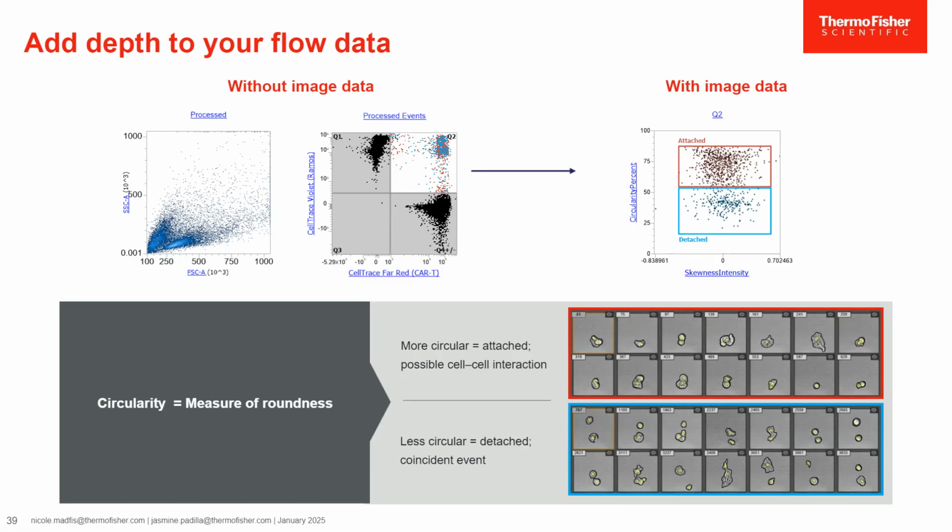Without the image data and morphology parameters, the analysis of the cytotoxicity assay would stop here on a traditional flow cytometer. You can see these plots on the left. We can add depth to this analysis by quantifying which events comprise true interactions versus coincident events. Again, the shape features and intensity features in this example, circularity and skewedness, are used to show which events have double stain positive cells that are attached versus those that are unattached.